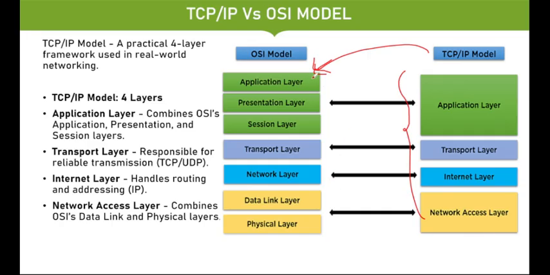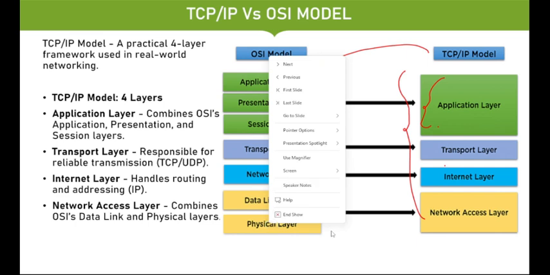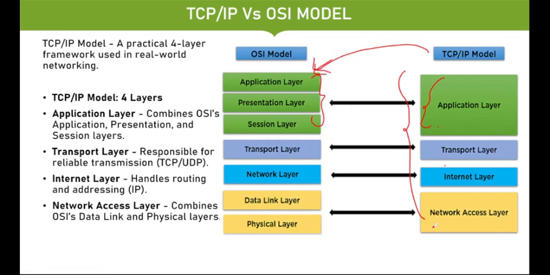You can see the application layer, presentation layer, and session layer have been converted into only one layer, the application layer. The transport layer is the same, and the network layer is called the internet layer here. Both the physical layer and data link layer are combined as the network access layer in the TCP/IP model.